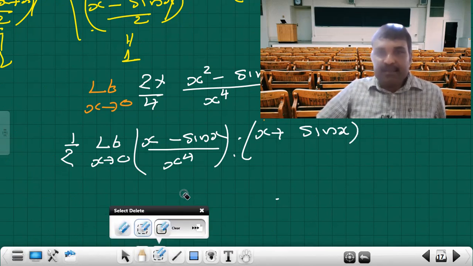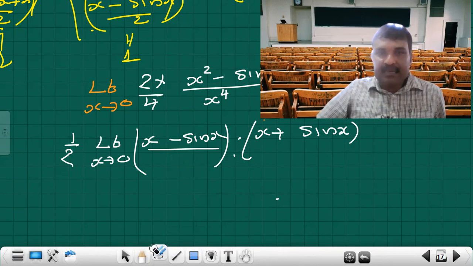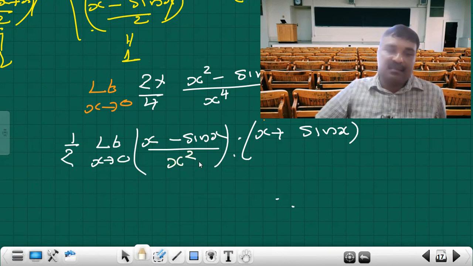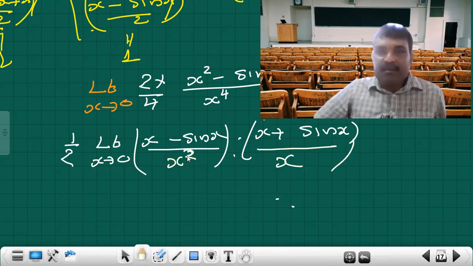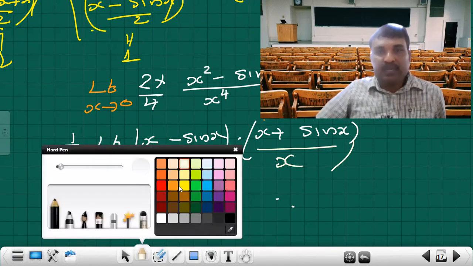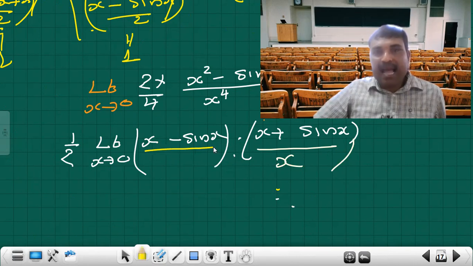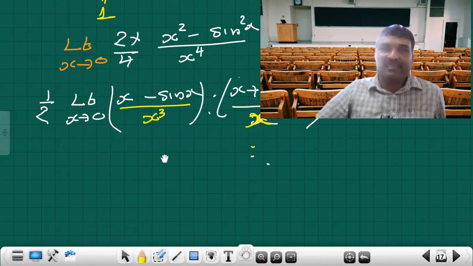Now this x raised to 4 can be split into 2. This term is x. So this term can be written as x cube, right? X cube and x. Okay, only some small mathematical manipulation. So x raised to 4, I split into 2 terms, that is x cube into x, right? We can write this in this form, right? That is mathematically right. Okay.